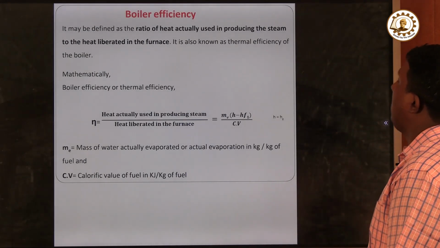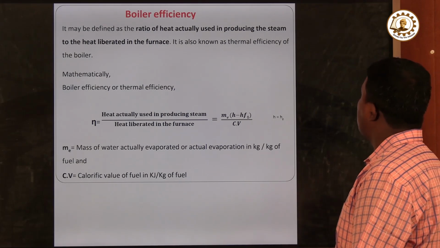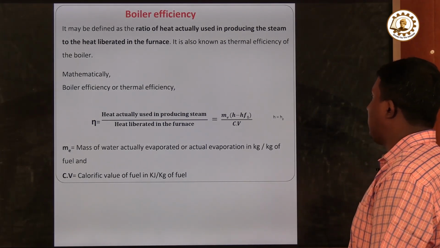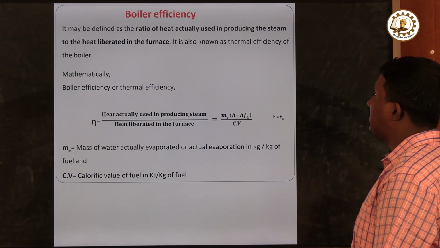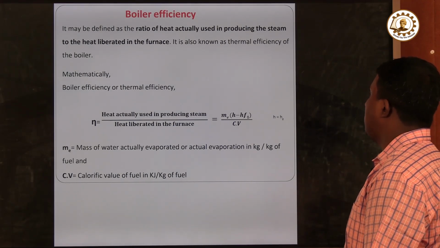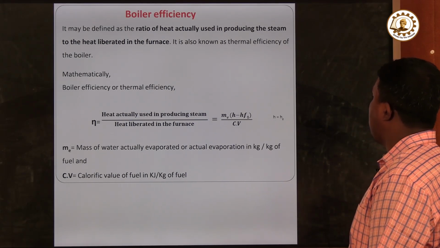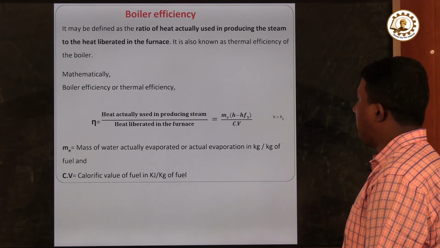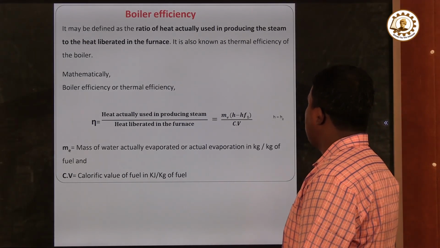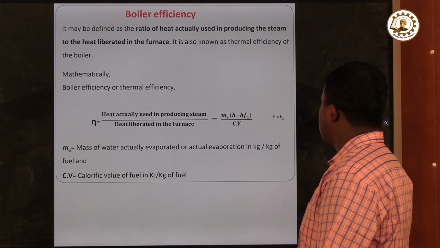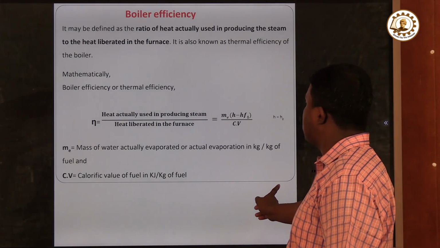Boiler efficiency is defined as the ratio of actual heat that is used in producing the steam to the heat that is liberated in the furnace. It is also known as the thermal efficiency of the boiler. Mathematically, it is represented by mE into (H minus hf1) divided by Cv, where mE is the mass of water actually evaporated in kg per kg of fuel, and Cv is the calorific value of the fuel in kilojoule per kg of the fuel.